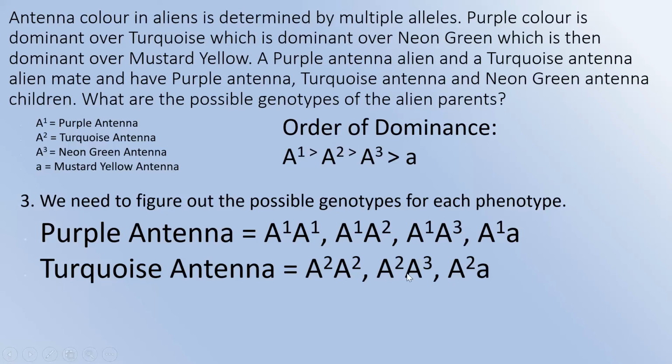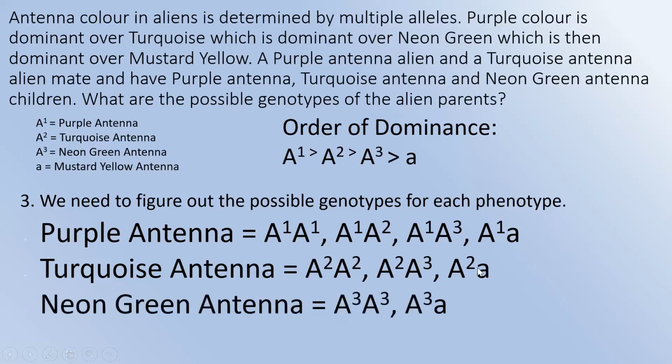Turquoise, it's the second most dominant, so it can be paired with anything other than purple, because purple would mask it, but turquoise will mask everything else. So turquoise can be paired with A2, another A2, or an A3 or an A. In any of these cases, you'll get the turquoise phenotype.